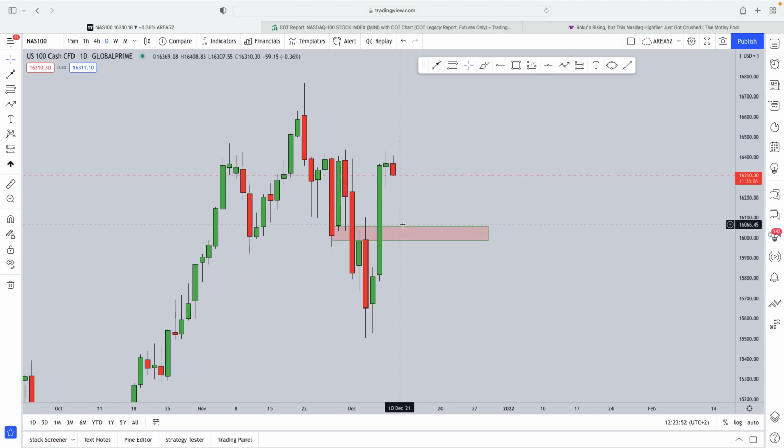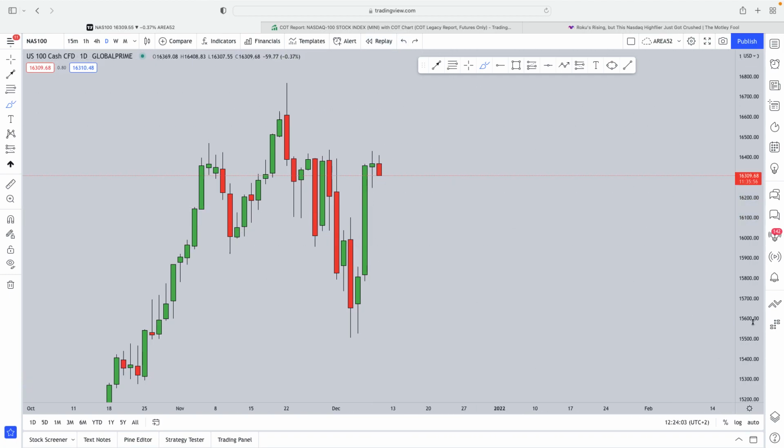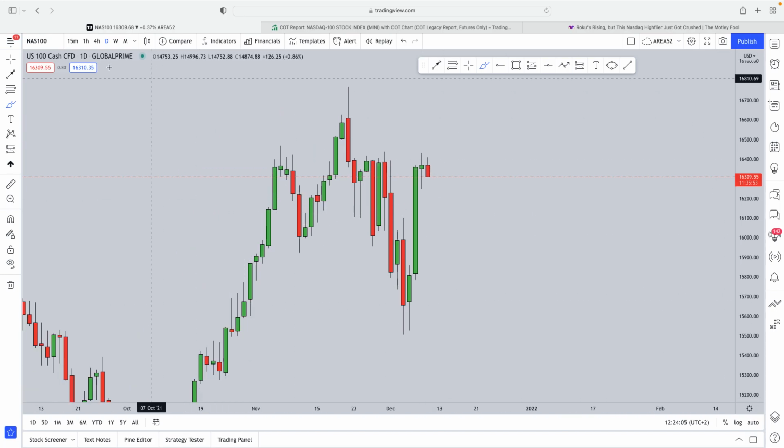You can see this level over here also once acted as a level of resistance, and once resistance gets broken, it becomes support. That's basic technical analysis that you get in the market.